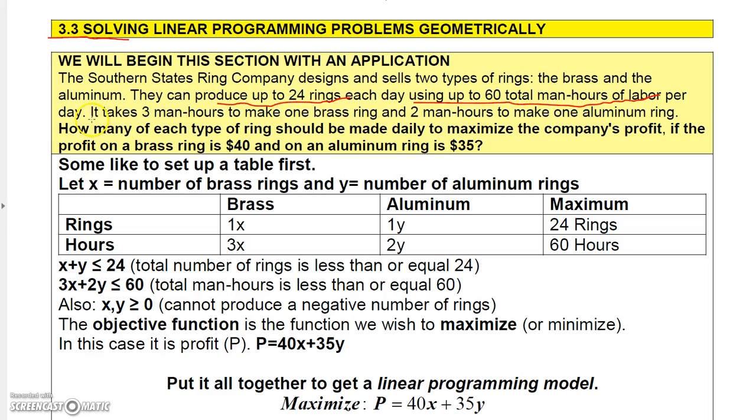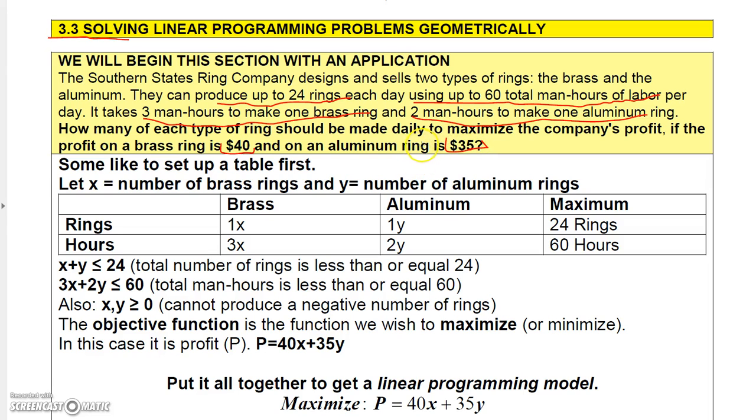And now here it says it takes 3 man-hours to make a brass ring and 2 man-hours to make an aluminum ring. How many of each type of ring should be made daily to maximize the company's profit if the profit on a brass ring is $40 and the profit on an aluminum ring is $35?